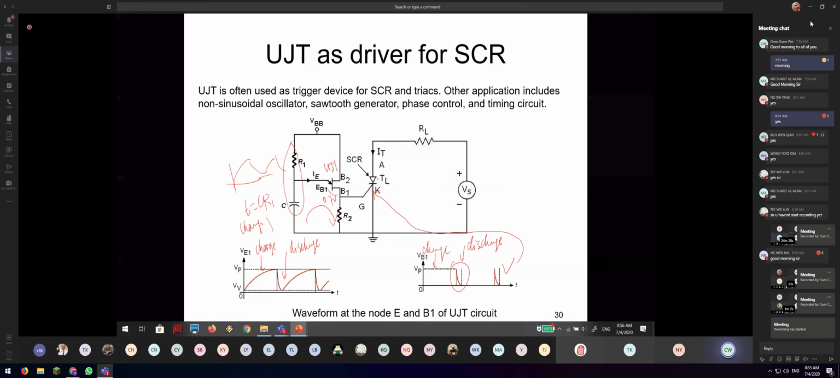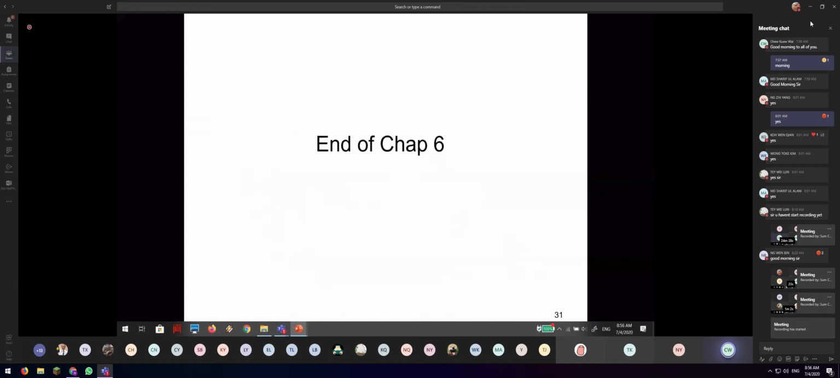Because you know, the SCR is a kind of controlled turn on, but uncontrolled turn off. For example, you put a very big buzzer here. Once you get a signal from here, it will trigger it and it's short. When it's short, maximum current will flow, so the buzzer will sound. It will sound without end, until you cut off the main supply. Okay, so this is what we have for the UJT.